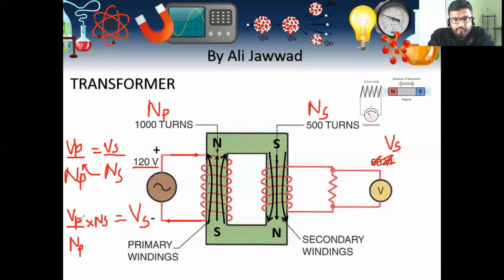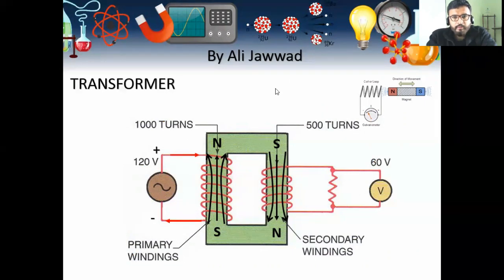Now let us substitute the values. Voltage in primary was 120, the number of turns in secondary was 1000, and the number of turns in primary was 2000. Here we go, zeros are cancelled with zeros, 5 ones and 5 twos. Now we can reduce this and we are getting 60 as the final answer, like this. So this is a step down transformer.